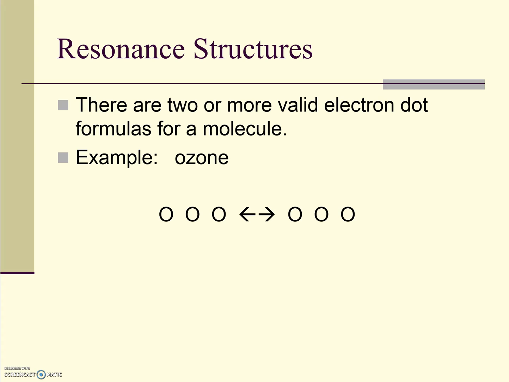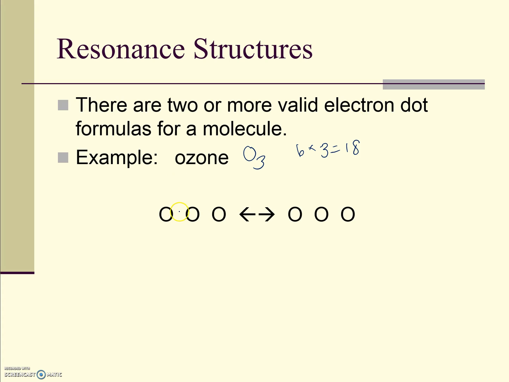Resonance structure is another term that students are confused by, but it's pretty easy. That means there's 2 or more valid electron dot formulas for a molecule. So I have oxygen, or ozone, which is O3, okay? Ozone has, each oxygen contributes 6 electrons, so 6 times 3 gives me 18 total electrons.